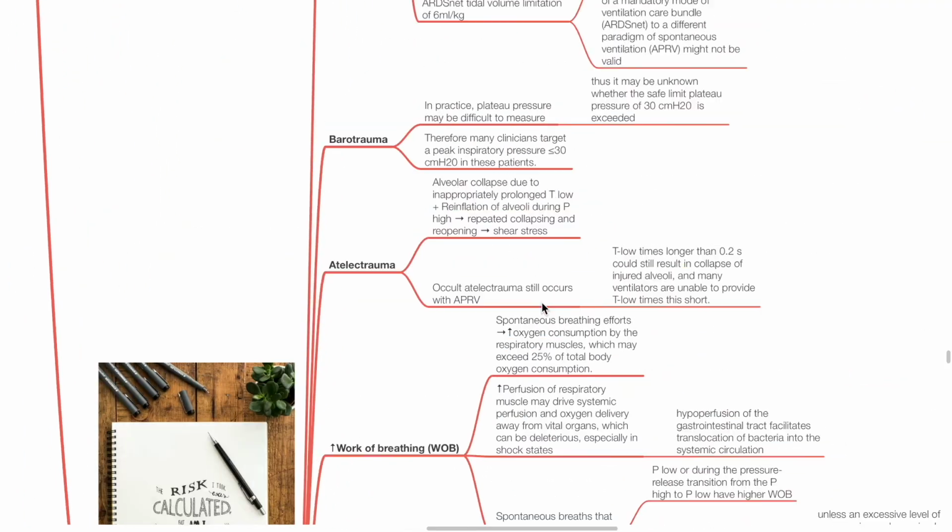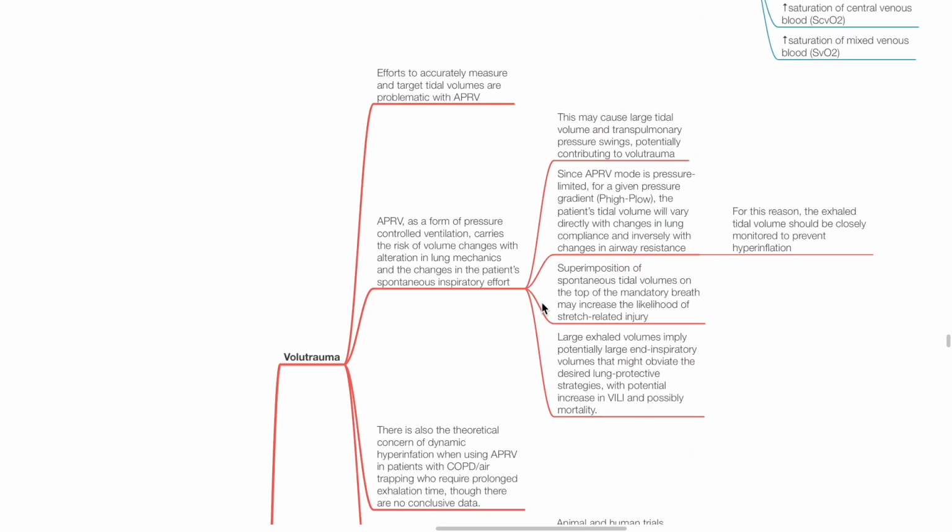Theoretical risk of APRV: volume trauma. Efforts to accurately measure and target tidal volumes are problematic with APRV. APRV, as a form of pressure-controlled ventilation, carries the risk of volume changes with alterations in lung mechanics and changes in patients' spontaneous inspiratory effort. This may cause large tidal volume and transpulmonary pressure swings, potentially contributing to volume trauma.